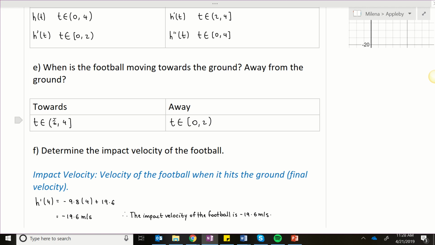So we're using our round brackets, and then at 4 seconds and at 0 seconds, we're certain that the ball is moving towards the ground and that it is moving away from the ground. So we can use our round brackets.